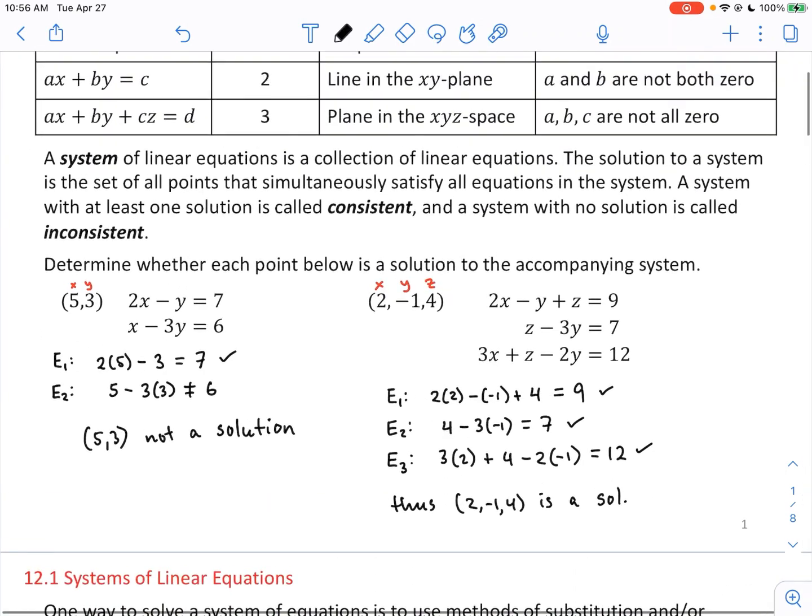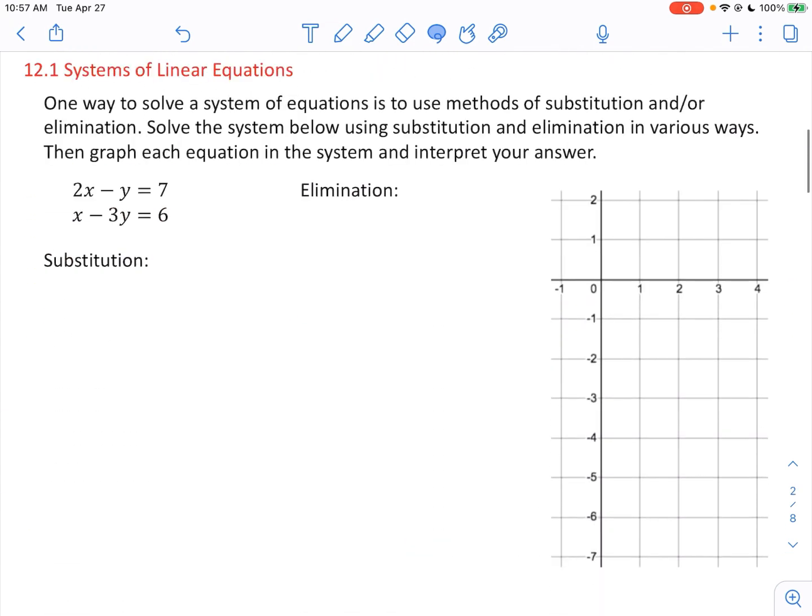Okay, we're going to now focus on how to find solutions, and we're going to begin with the 2-dimensional, 2-variable context. One way to solve a system of equations is to use methods of substitution and/or elimination. Solve the system below using substitution and elimination in various ways. Then graph each equation in the system and interpret your answer.